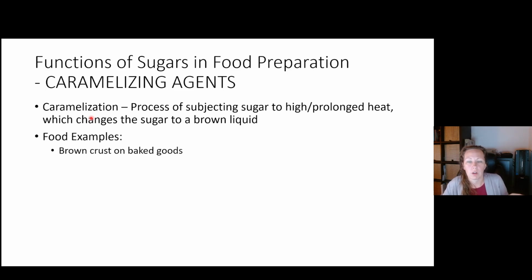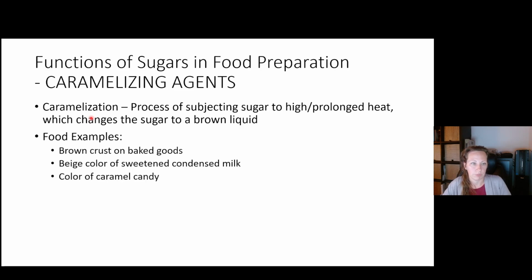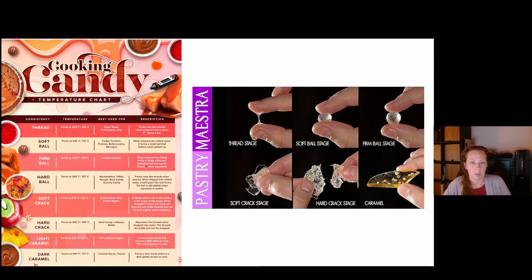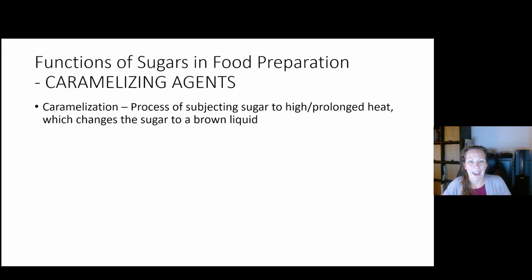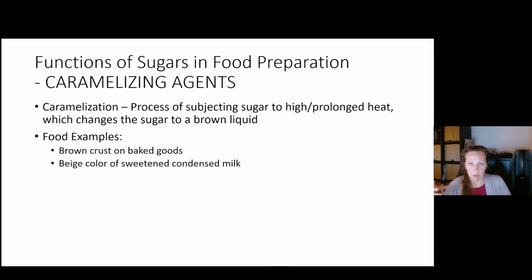So, for example, the brown crust on baked goods is at least partly due to the caramelization of sugar. The beige color of sweetened condensed milk: that milk is heated to a super high temperature, and it has a lot of sugar added, and it is beige in color because of the high heat and that sugar. The color of caramel candies: caramel candy is not the same thing as this caramel. We've added things like milk to make it chewy.